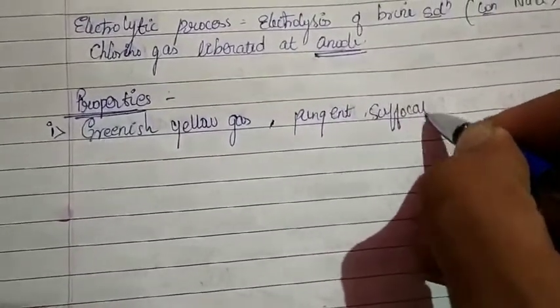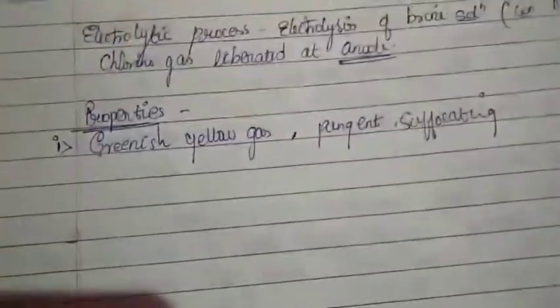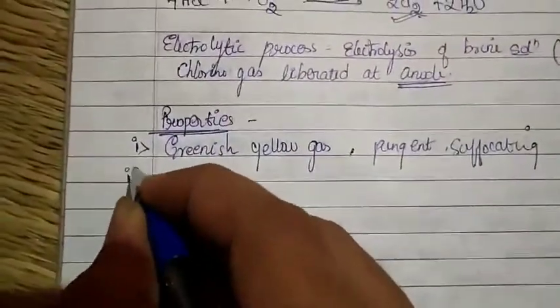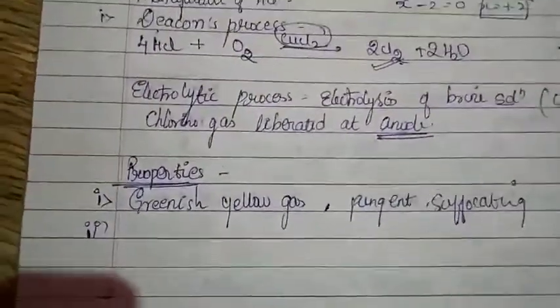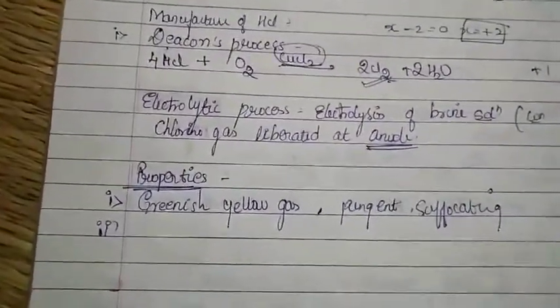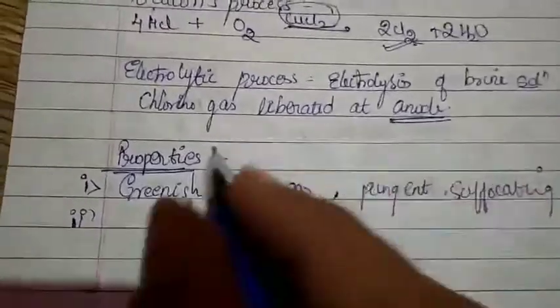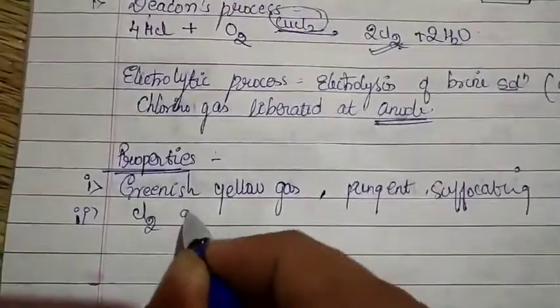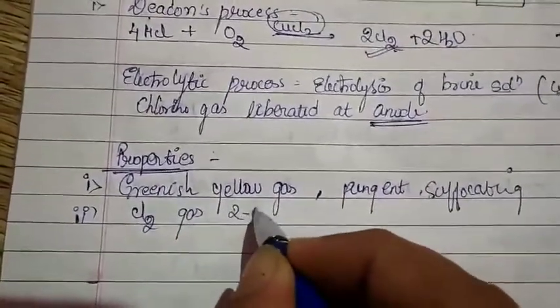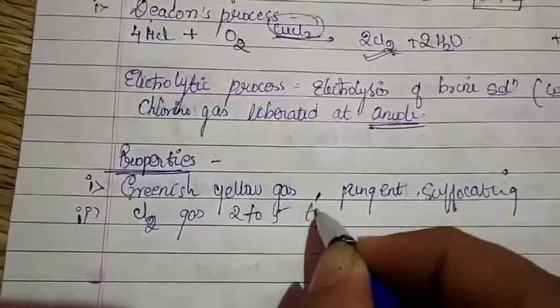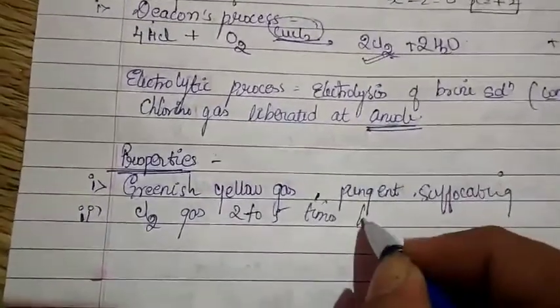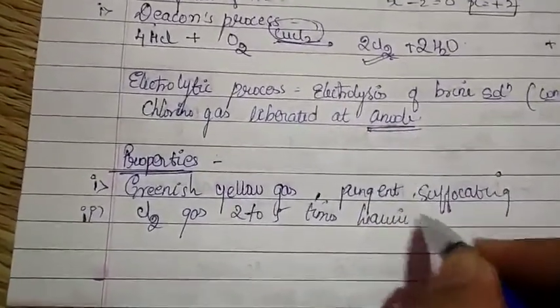Coming with respect to its density, when you compare air and chlorine gas, do remember your chlorine gas is nearly 2.5 times heavier than air.